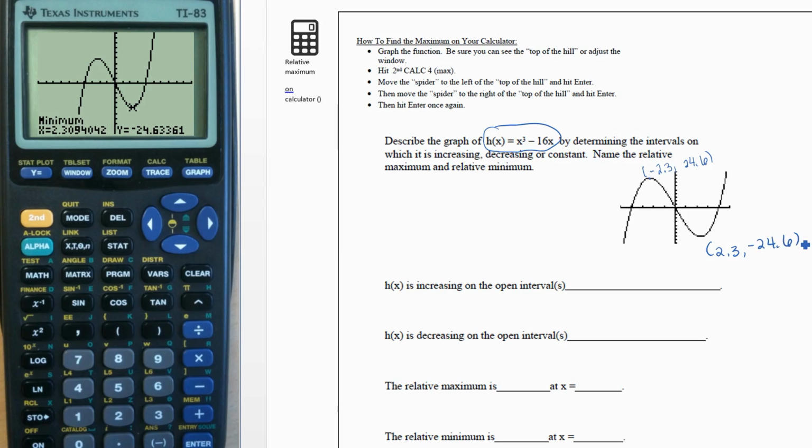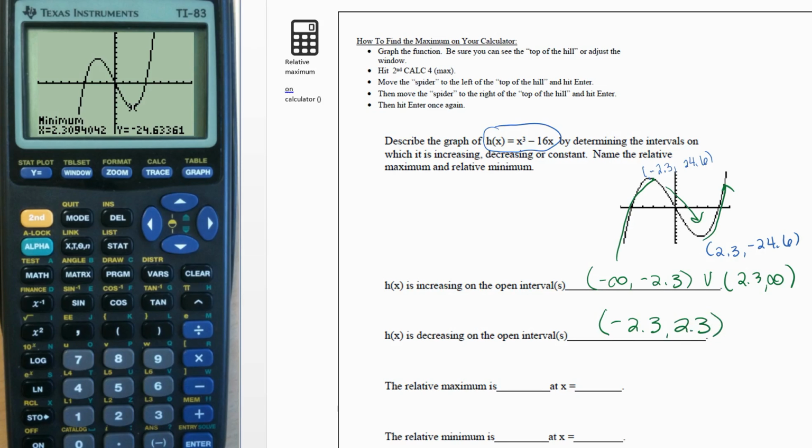Okay. So let's look at where our graph is increasing. We're increasing from -infinity up to that first relative max. So -infinity up to -2.3, and then after the relative min, we start going up again. So we'll say 2.3 to infinity. And then we're decreasing, we're going down between those two x values. So between -2.3 and 2.3.